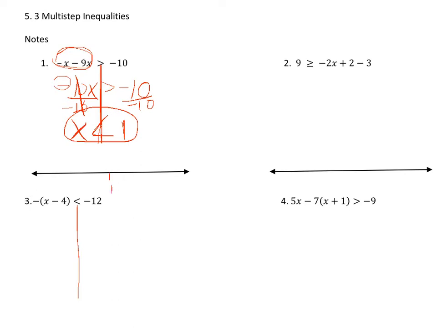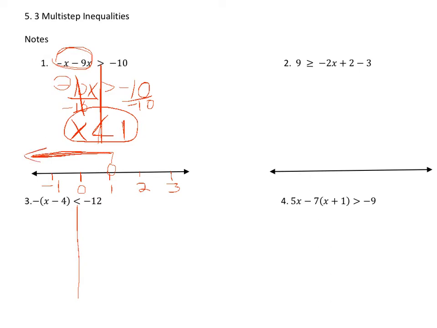Alright, so let's put 1, 2, 3. You see my patterns here. I always go 2 to the right, 2 to the left, 0, negative 1. Okay, it's not underlined, so it's an open circle. And then since it's less than 1, I shade everything to the left. All these numbers are less than 1.